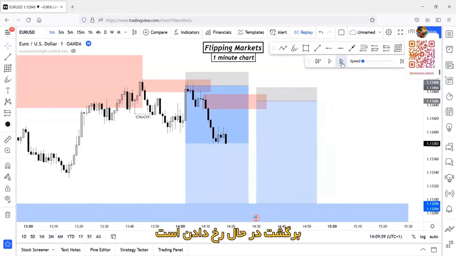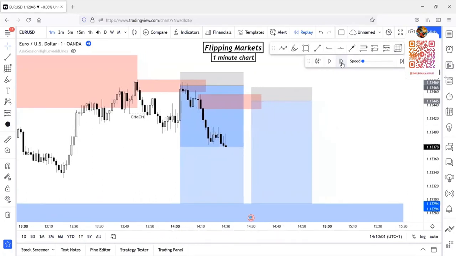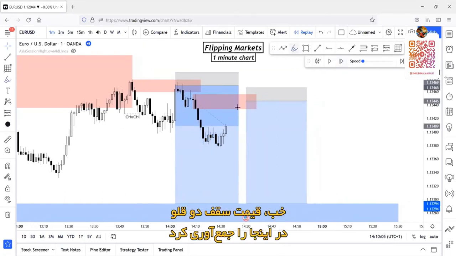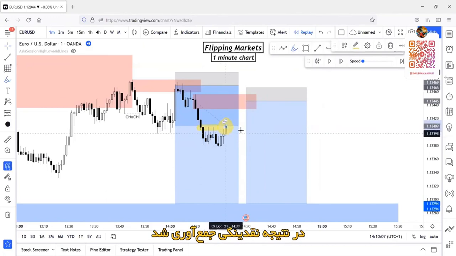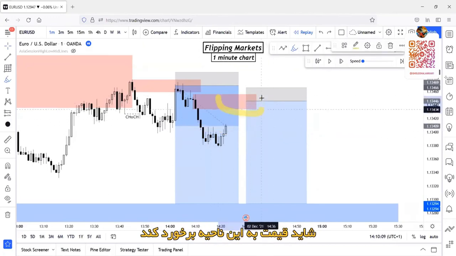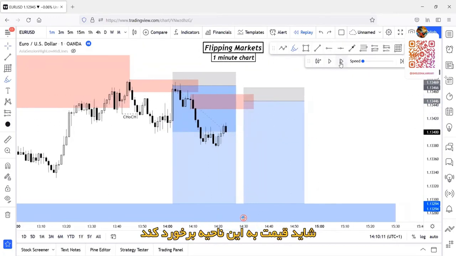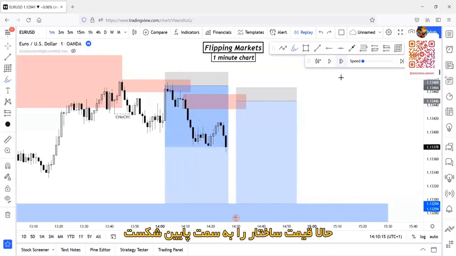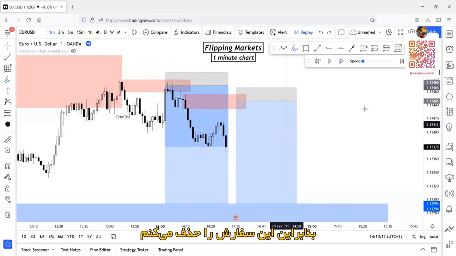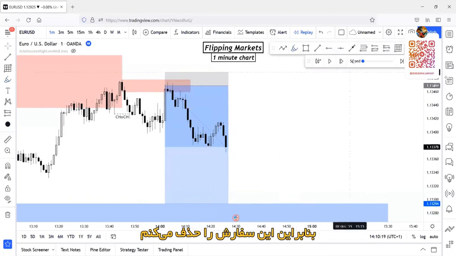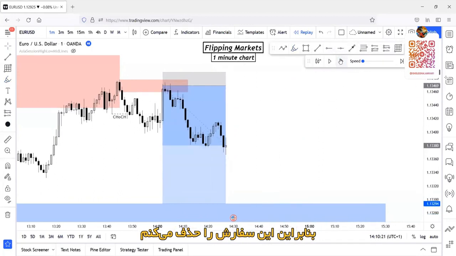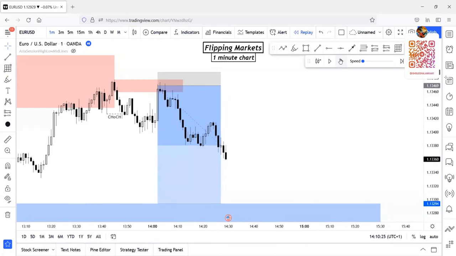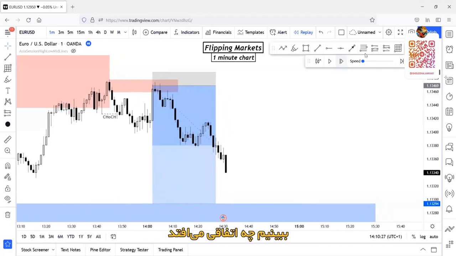Pullback happening. Okay, price swept the equal tops here with this movement, so all the liquidity has been taken out. Maybe we'll tap into this zone. Let's see. No, actually price broke structure to the downside, so I will remove this order. Okay, let's see what happens.